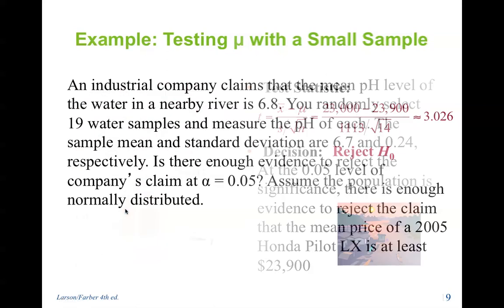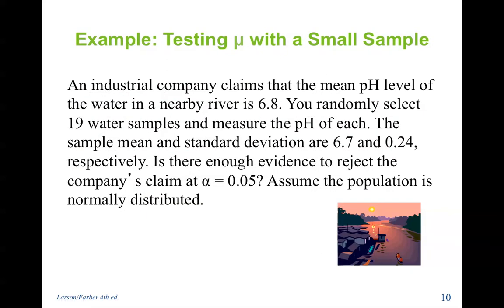Let's try this again. An industrial company claims that the mean pH level of the water in a nearby river is 6.8. You randomly select 19 water samples and measure the pH of each. The sample mean and standard deviation are as follows, and we're going to put those on the next slide. Is there enough evidence to reject the company's claim at alpha equals 0.05? Assume the population is normally distributed.